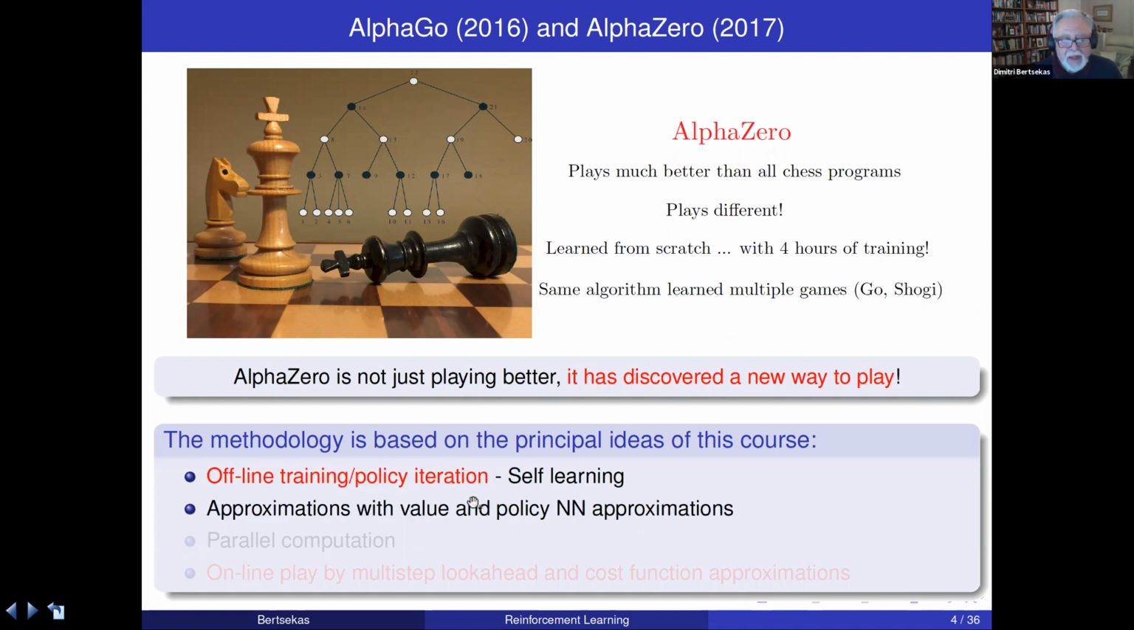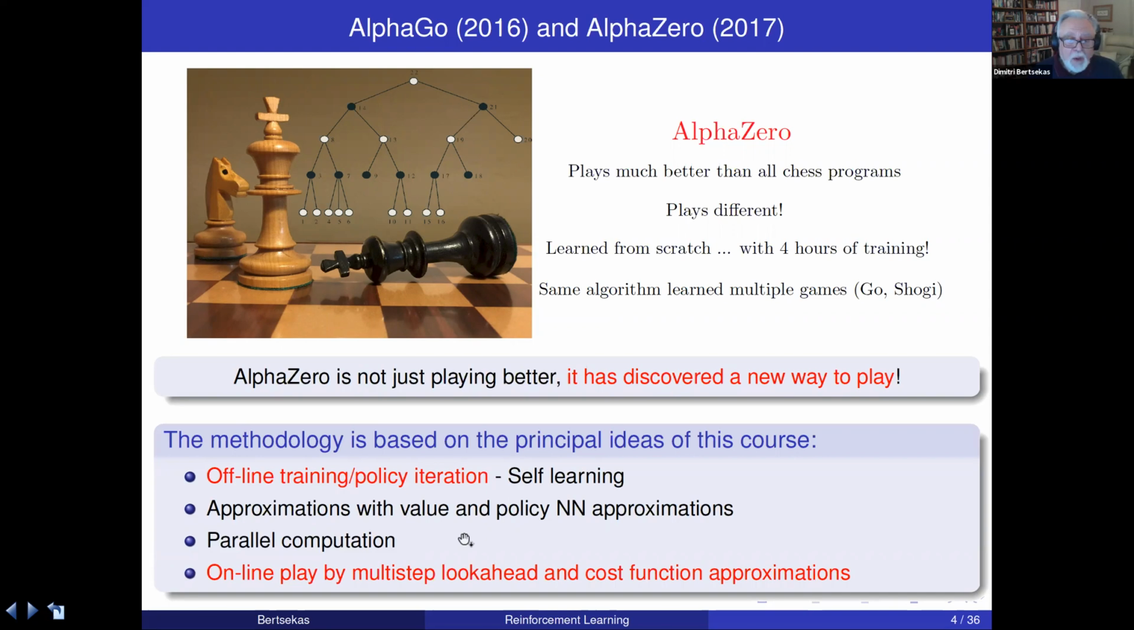The neural networks are used to approximate what's called a value function and a policy of AlphaZero. There's a lot of parallel computation that has been used in its development, its training. These 4 hours of training that you see here would have been perhaps months and years if it were not for the tremendous computational power that has been brought onto the training process.